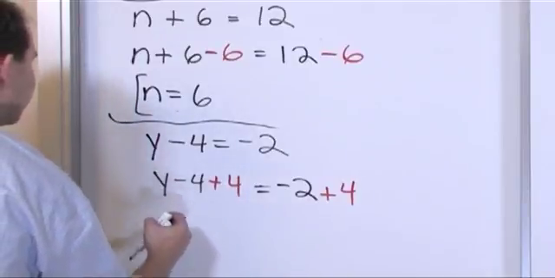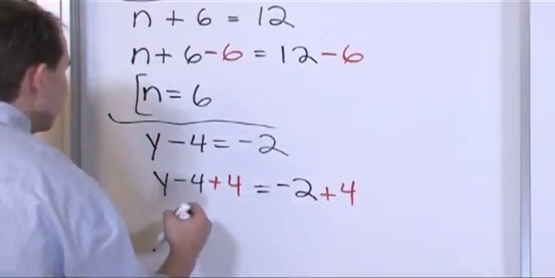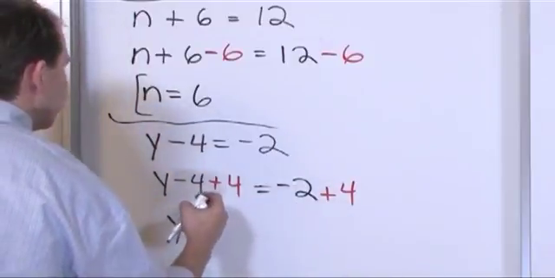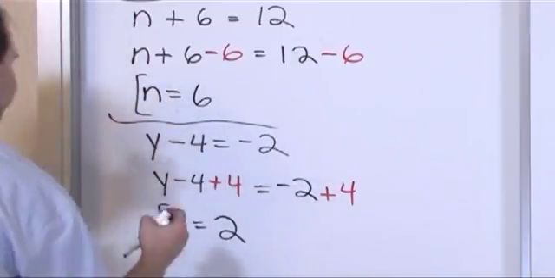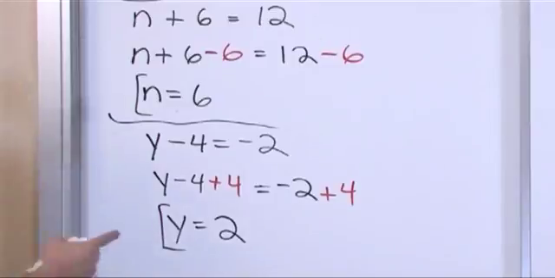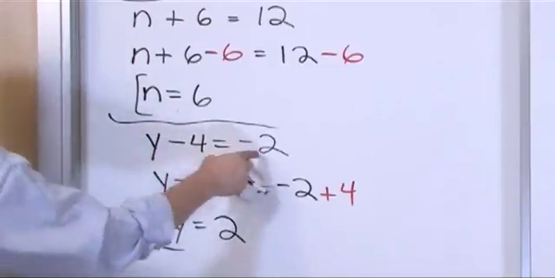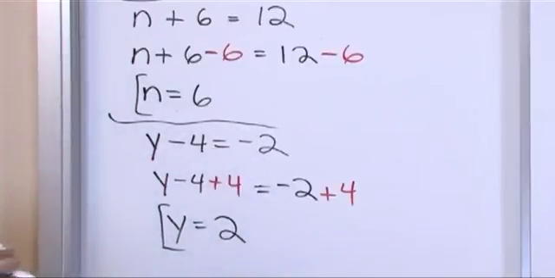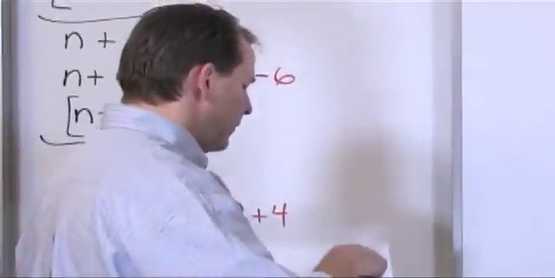So I'm going to have y by himself is equal to negative 2 plus 4, which is going to give me positive 2. And that is the value of the answer. And you could again put it in here. 2 minus 4 gives me negative 2. So you can check your work with every equation that you really do.